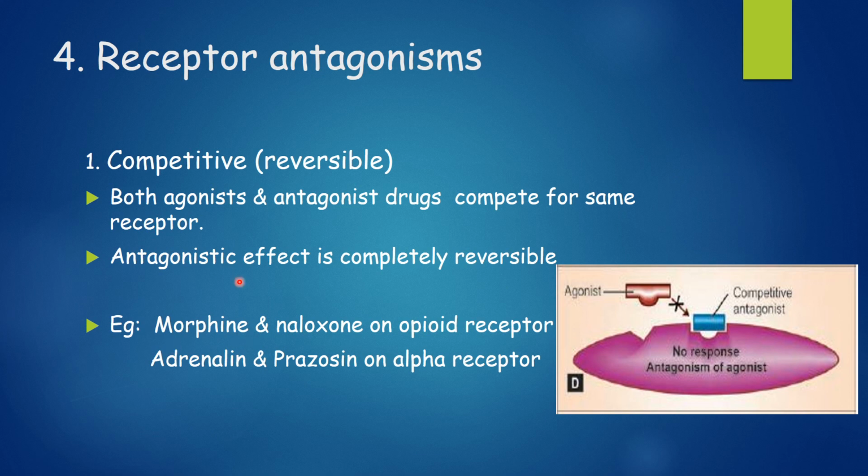Morphine is the agonist and naloxone is a pure antagonist. In the same way, adrenaline and prazosin act on alpha receptors, but one is an agonist and the other one is an antagonist. So in competitive antagonism, the agonist and the antagonist will both be acting on the same receptor.